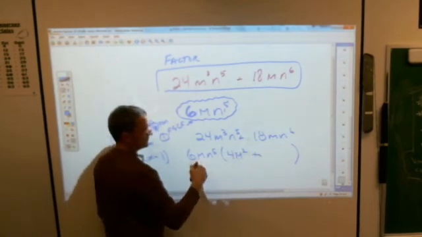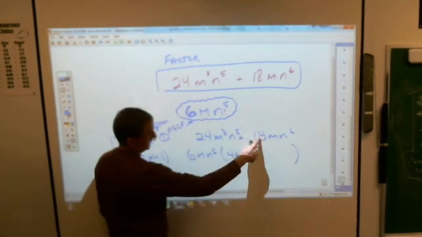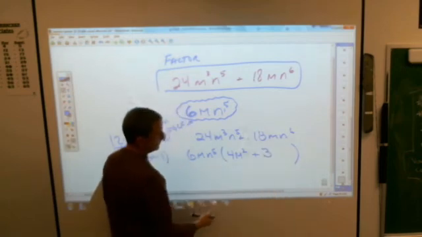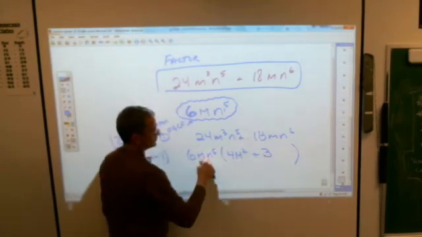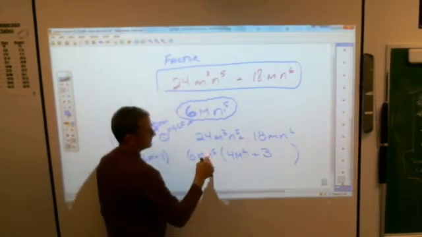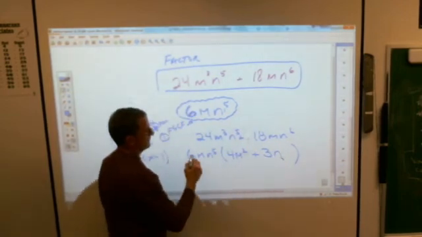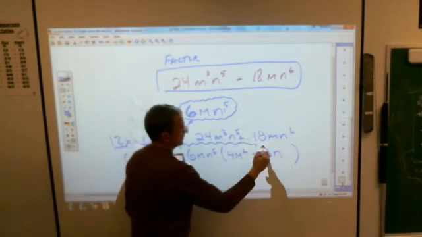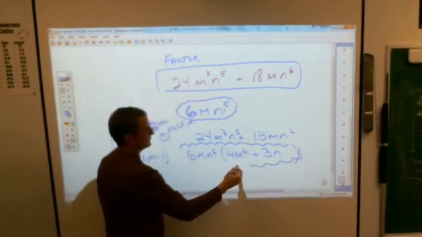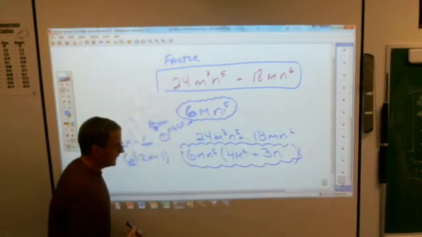And I have to go do the same thing for this. To go from 6 to 18, I need a 3. I already have the 1m, so I don't need to multiply by any m's, but to go from n to the fifth to n to the sixth, I need one more n. So this would be that factoring thing. How about that?